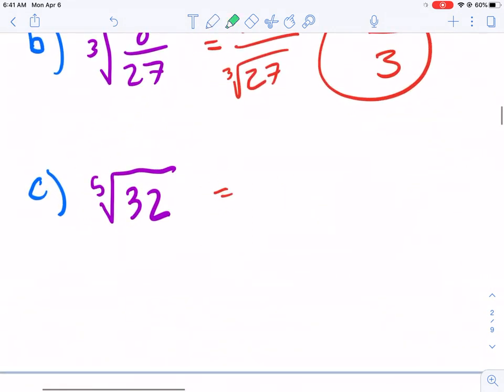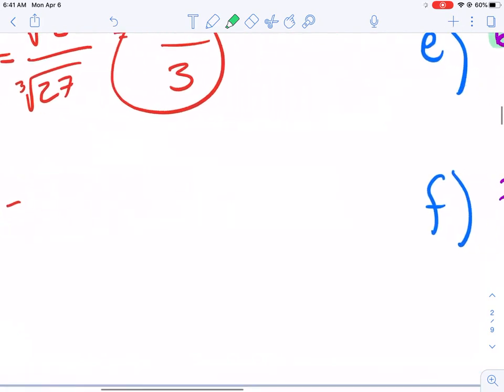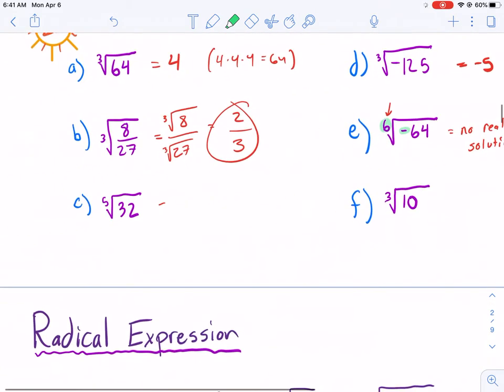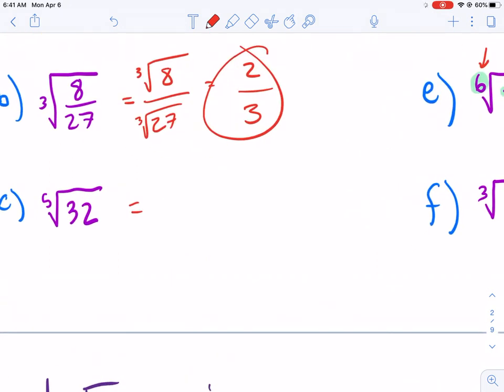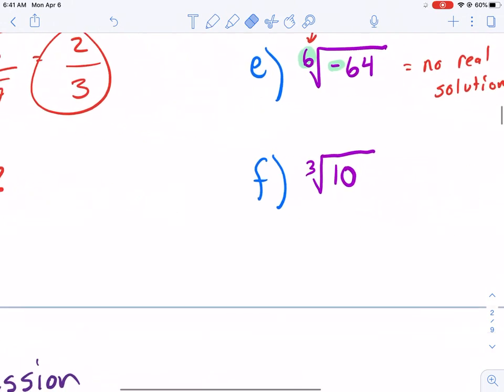This is an odd number root, so we know we're only going to have one answer. We're not going to have imaginary solutions. So this is going to be what times itself 5 times gives us 32. That is 2.